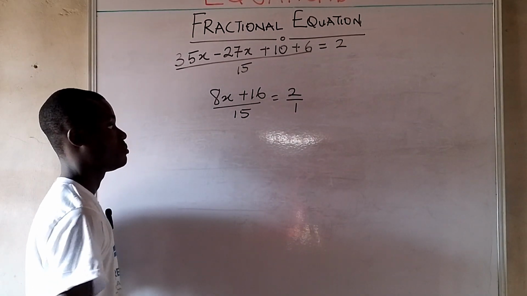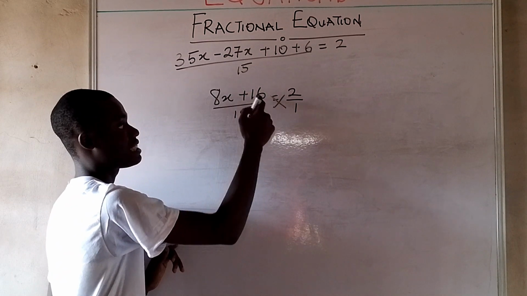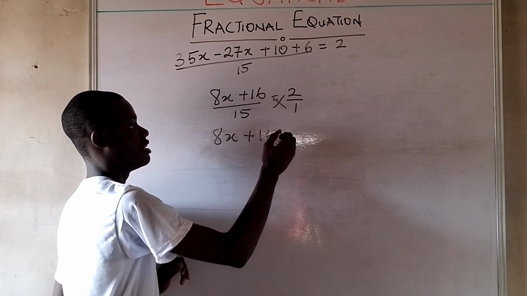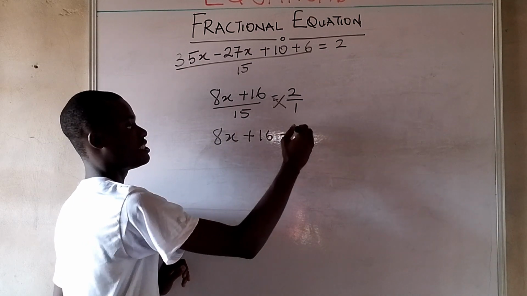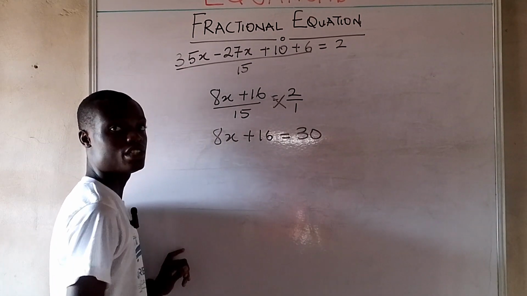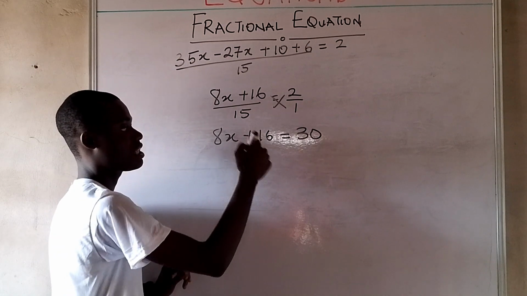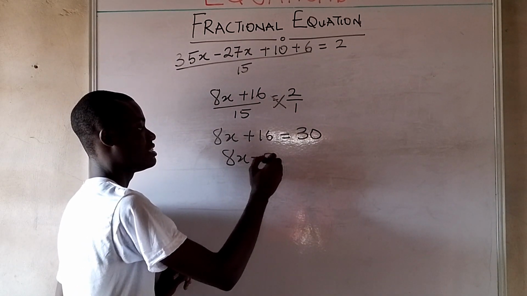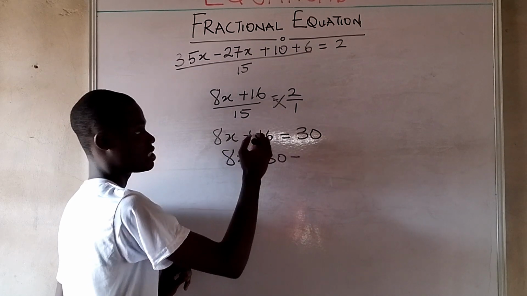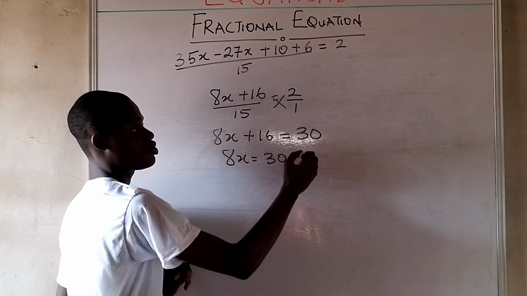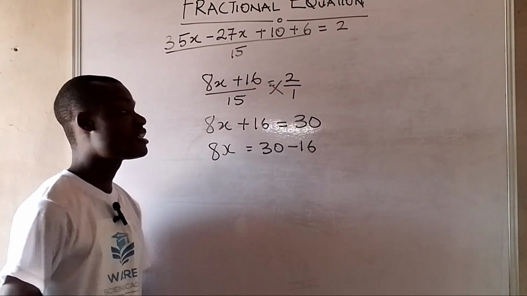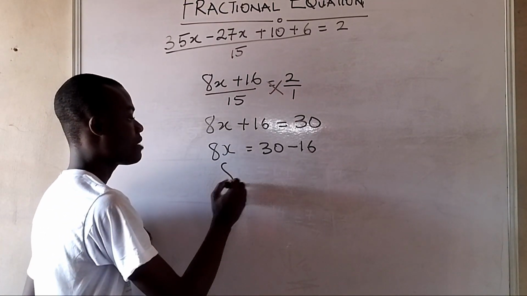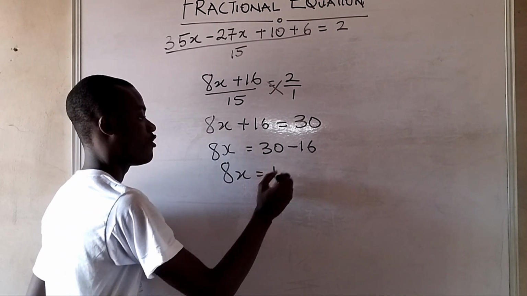Next, we are going to cross multiply. And now cross multiply everything. 8x plus 16 is equal to 15 times 2, which is 30. Remember the rule in a simple linear equation, collect like terms. I'll take plus 16 to this side. So I have 8x is equal to 30 minus, because when plus 16 comes here, it becomes minus 16. So we now have 8x equal to 30 minus 16, and 30 minus 16 is equal to 14.